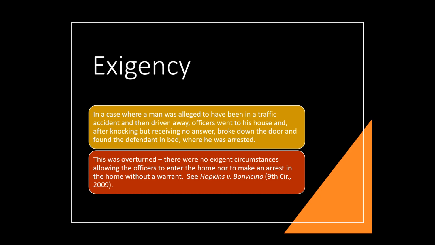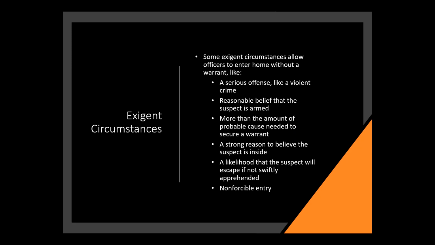So what are some of these situations we see? There's been a serious crime. So there's no exigent circumstances if we're talking about minor misdemeanors. Yet another reason we might enter without warrant would be a belief they're armed, and that the more time you give them, the more danger it becomes. How much evidence do you have someone did this? Is there a reasonable belief they're inside? Is there a reasonable belief that they might escape if you don't go in? And is there non-forcible entry?